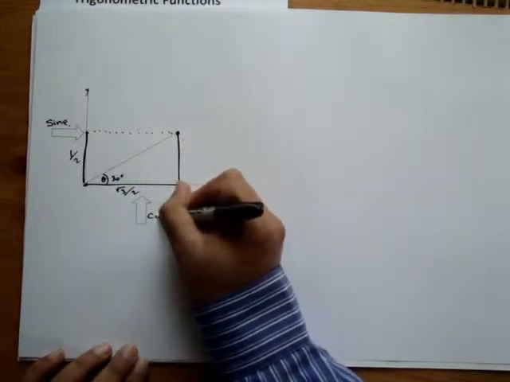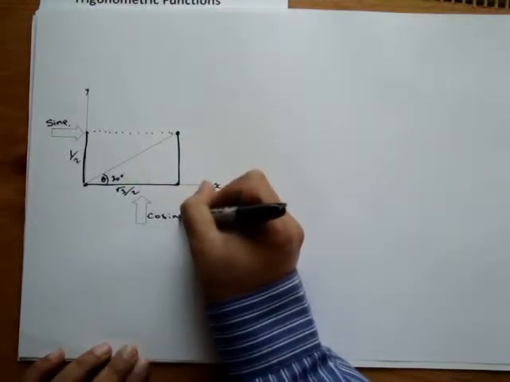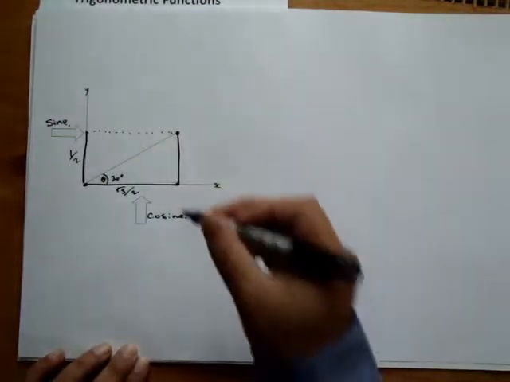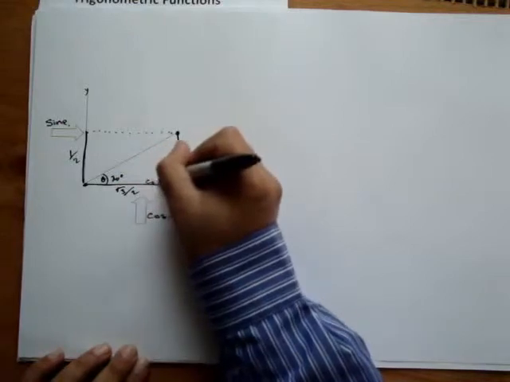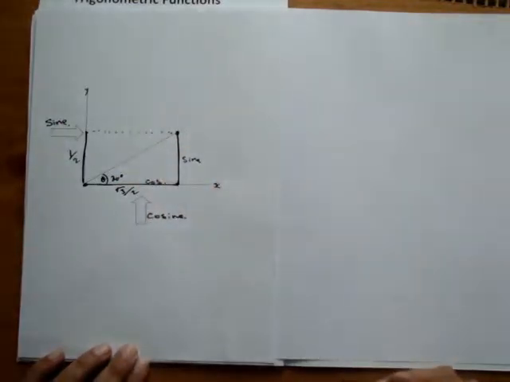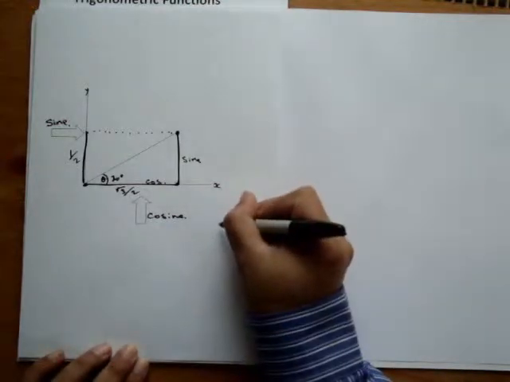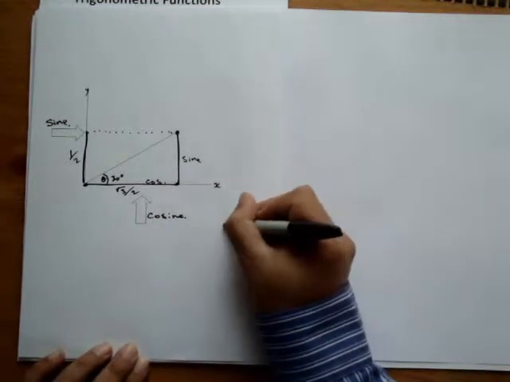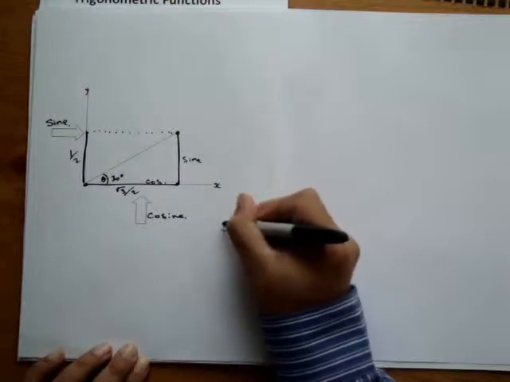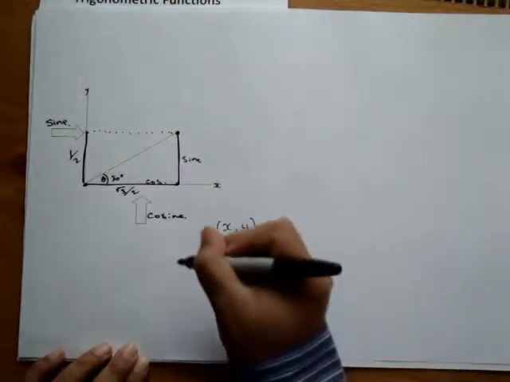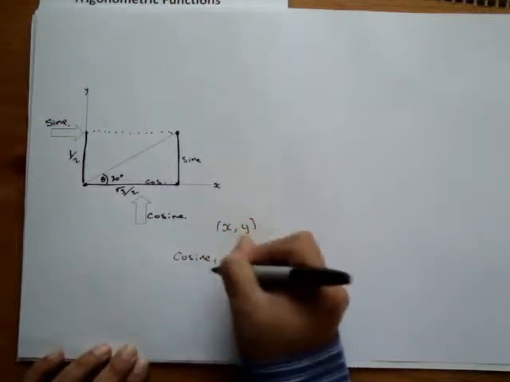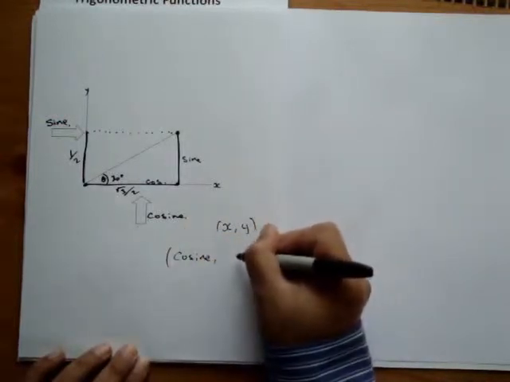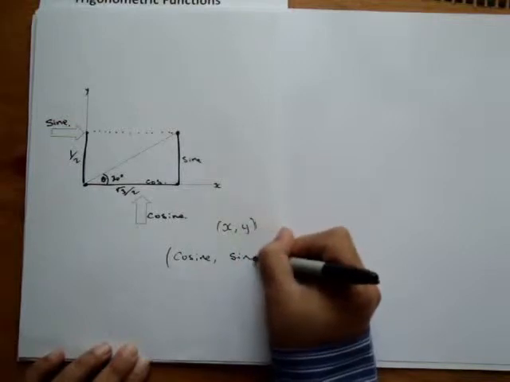So this is cosine. So this is the sine, and this is cosine. When we write our coordinates x and y, x then becomes cosine and y becomes the sine.